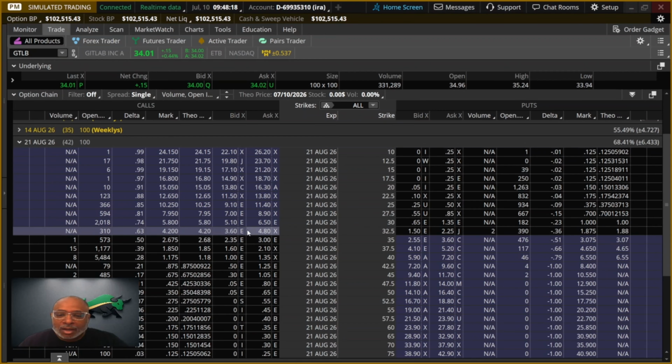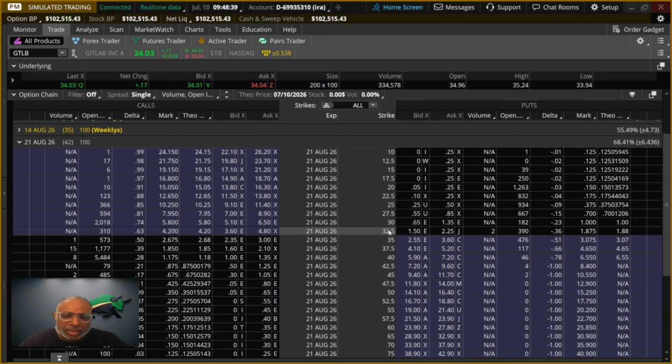So we're looking here, I could buy the 30s, which are going to be in the money. The purple areas are in the money options right now. Remember, GitLab's trading around 34, right? So this would be $4 in the money. I'll be buying $4 of intrinsic value. So that's one way we could possibly go. That gets us right at a little bit over our limit of 500.